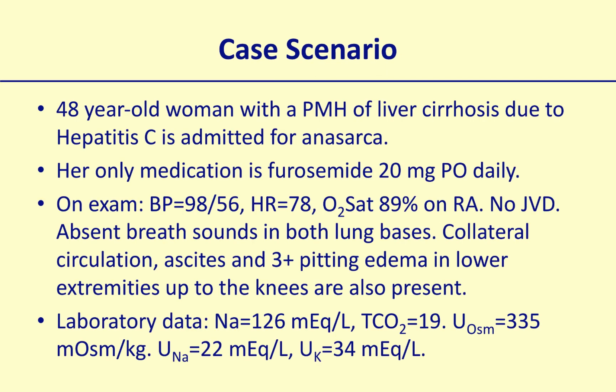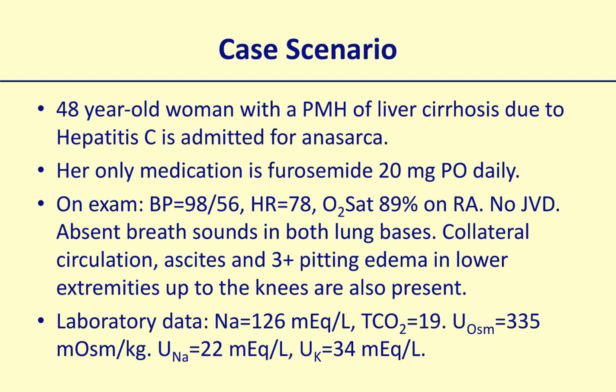Now, we have another case scenario here. This is a 48-year-old woman with a past medical history of liver cirrhosis due to hepatitis C, who is admitted for anasarca. Her only medication is furosemide 20 milligrams PO daily. On exam, her blood pressure is 98/56, heart rate is 78, oxygen saturation is 89% on room air. There is no jugular venous distension, but on lung exam, there are no breath sounds on both lung bases.